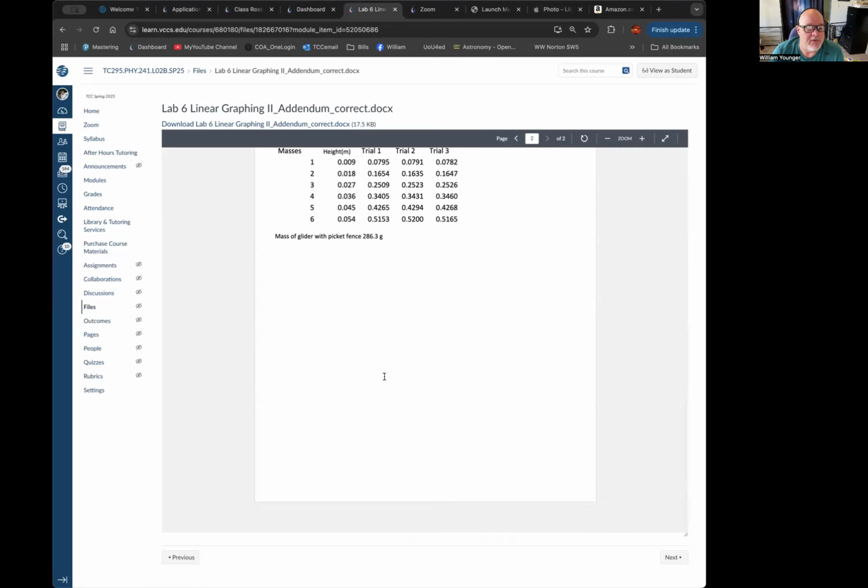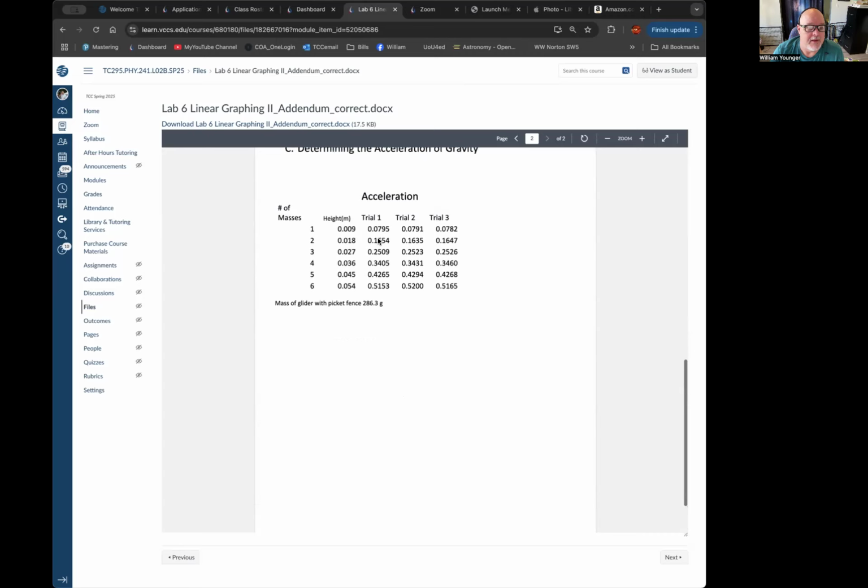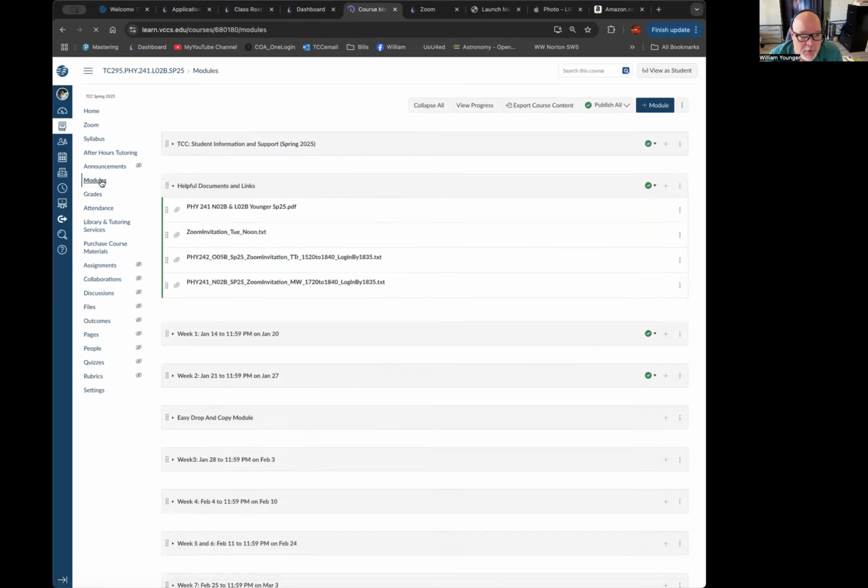Yeah. So, anyways, the mass of the glider with the picket fence is 286.3 grams. So you do need that as well. So that's the addendum. That's all we have to do to get that part correct.